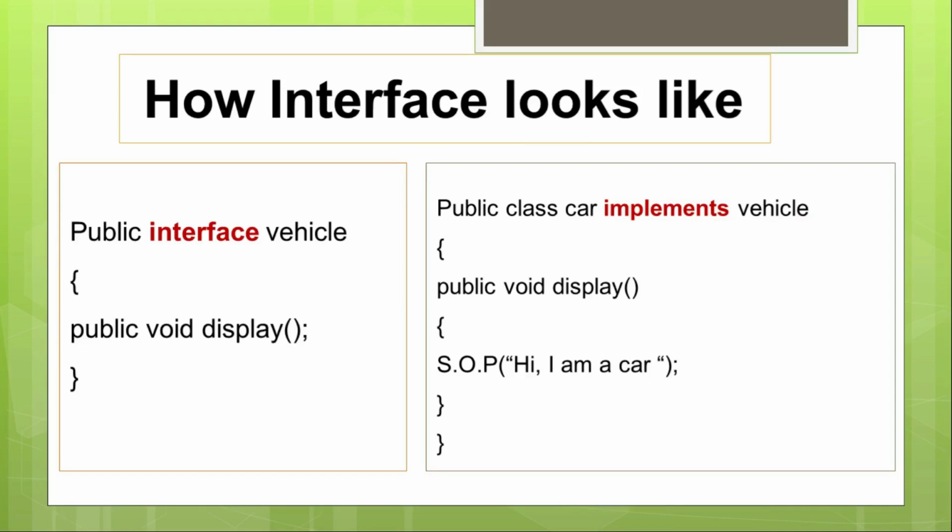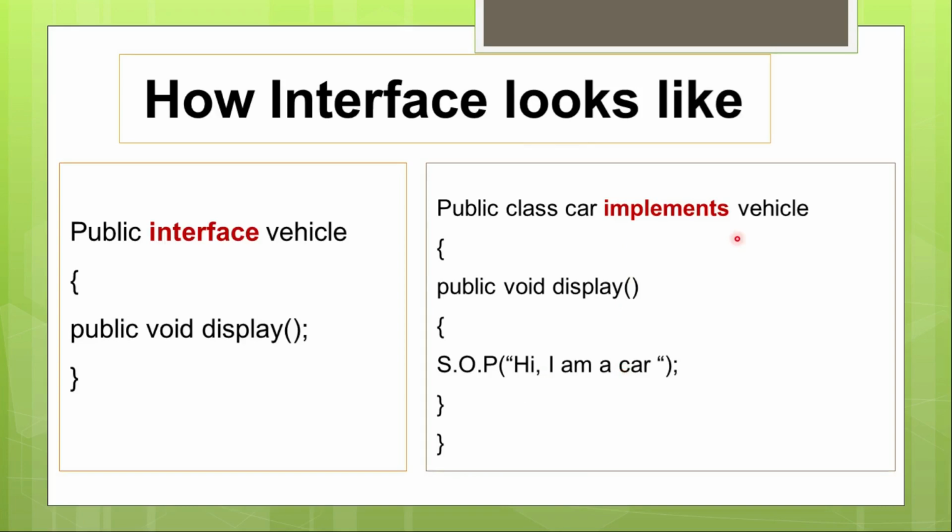Right now, every student who learns this concept for the very first time will not understand one point. The same class without implementing vehicle can also execute this method display. When you execute this method display, it will definitely print, hi, I am a car. Without implementing vehicle also you can do it.